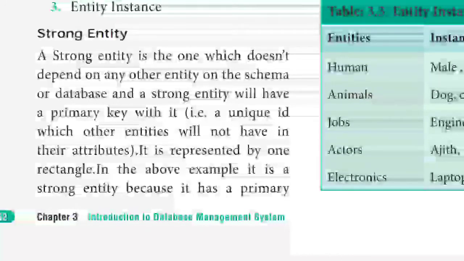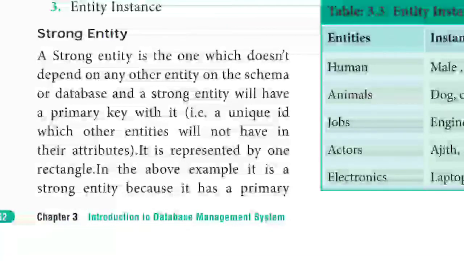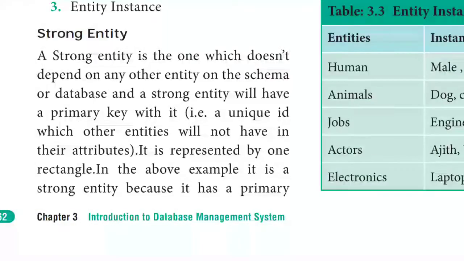So here you can take the student entity. Students will have their own roll numbers. If you go for the 10th standard public exam, you can see that you'll be provided a roll number. That roll number will be unique for every student. So here you can see that student is a main part of the project.